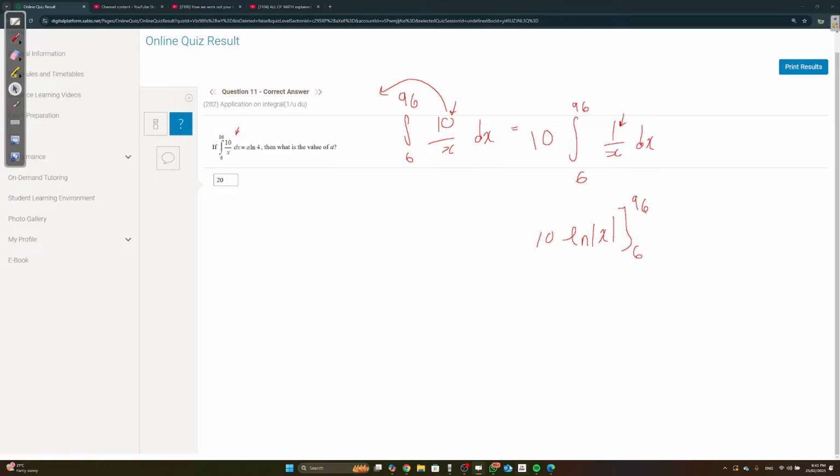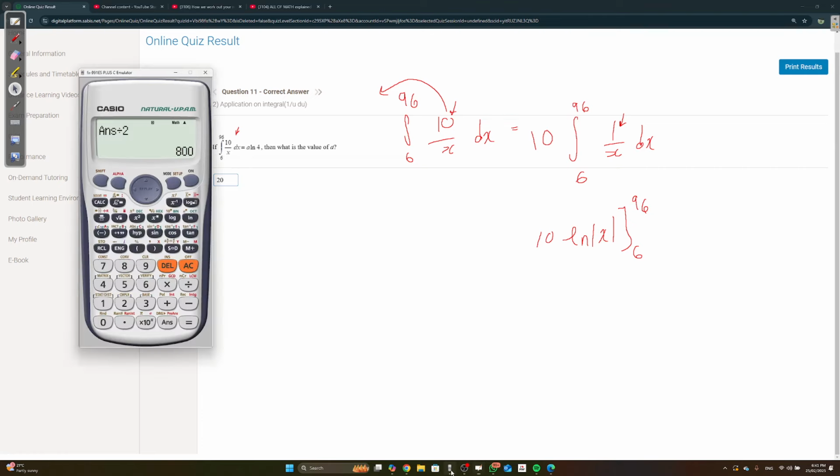Okay, type this. How can you do it? You can do it on your calculator. Okay, 10 ln x dx. You can keep the 10 outside, or you can keep it inside with the bounds.